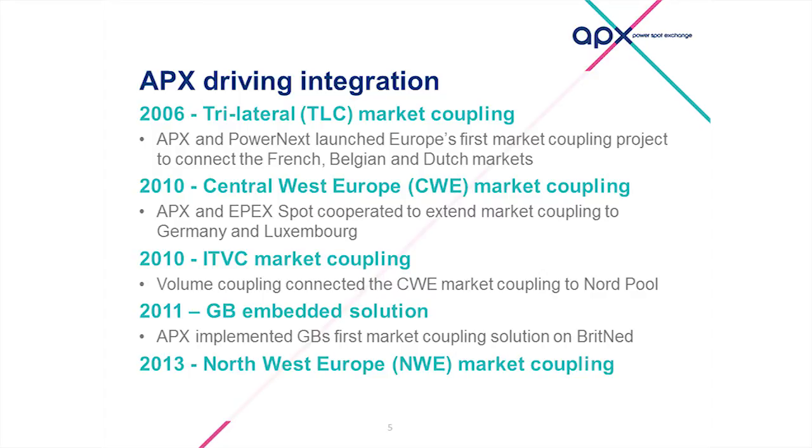In terms of market coupling projects that have happened in the past, APX has been heavily involved from the beginning. From trilateral market coupling in 2006, the first European market coupling project connecting France, Belgium, and Netherlands, with APX being the market operator in Netherlands and Belgium, to then, in 2011, GB's first market coupling project, connecting GB to the Netherlands via the BritNed interconnector. Again, that was APX connecting our GB day-ahead auction to our Dutch day-ahead auction.